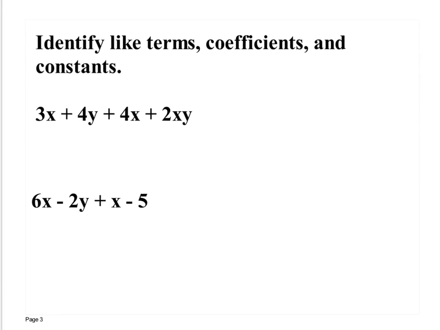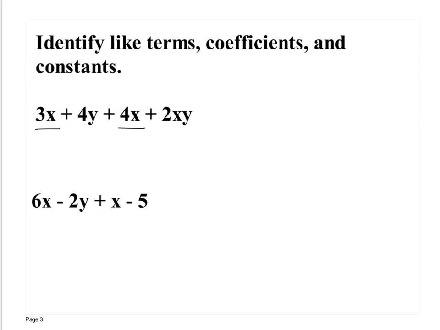So some of your homework today is going to ask you to identify a couple different things. One, like terms, coefficients, and then constants. So what I want you to do to identify like terms is just write the expression and then underline or put a symbol around like terms. What would be like terms for this? What would I underline? 3x and 4x.